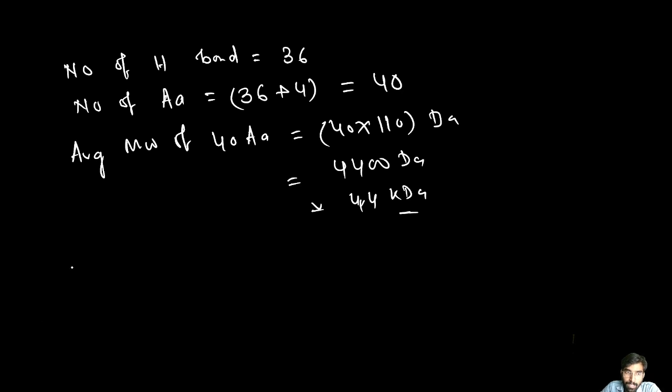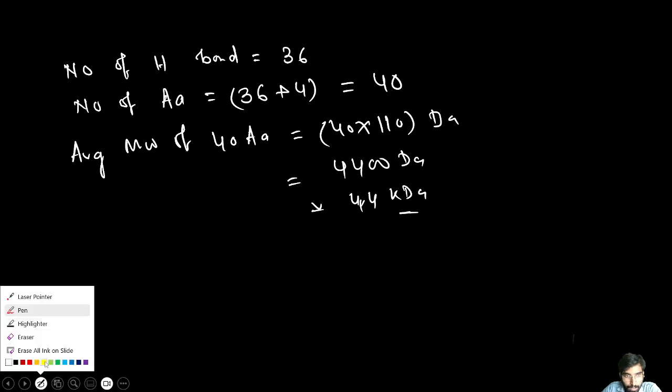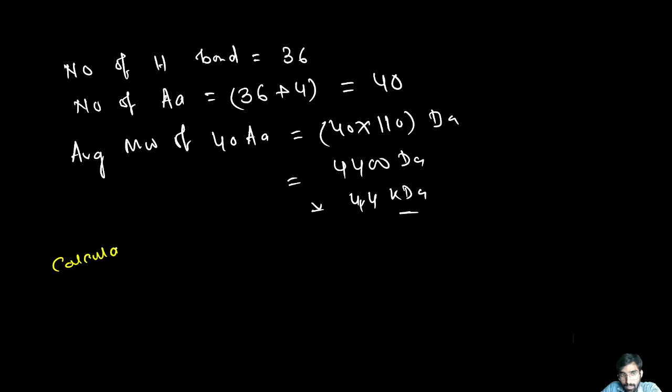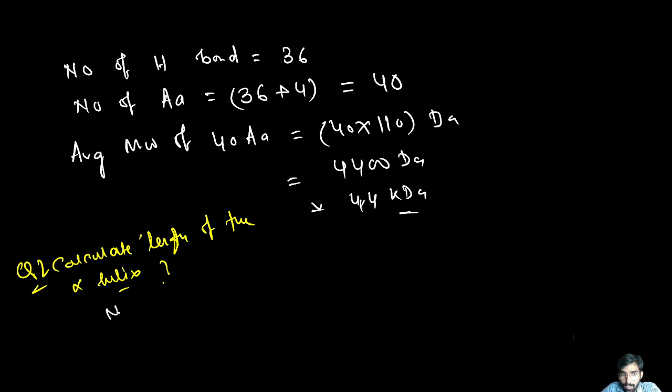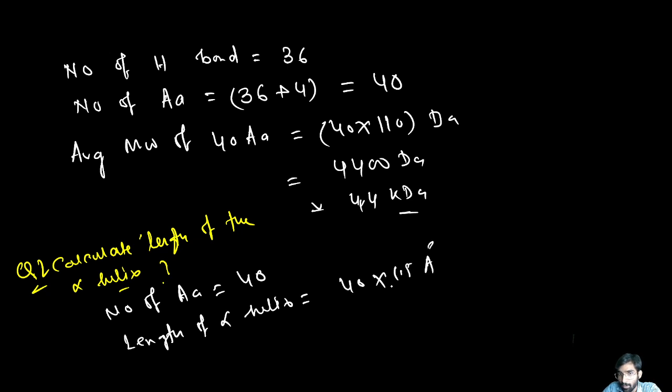Similarly, if I tell you that 36 hydrogen bonds are there, now calculate the length of the alpha helix. This is question number 2. Simple. Here you know the number of amino acids: 40. Now the length of the alpha helix is equal to 40 into 1.5 Angstrom. That means 60 Angstrom. Right?